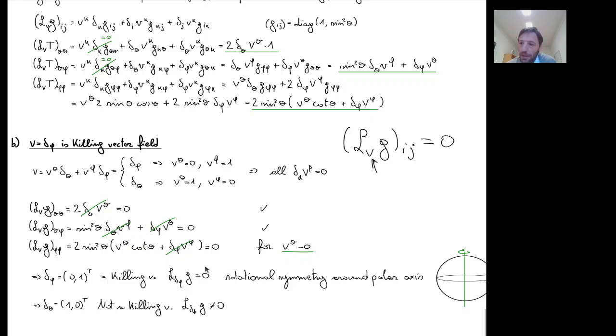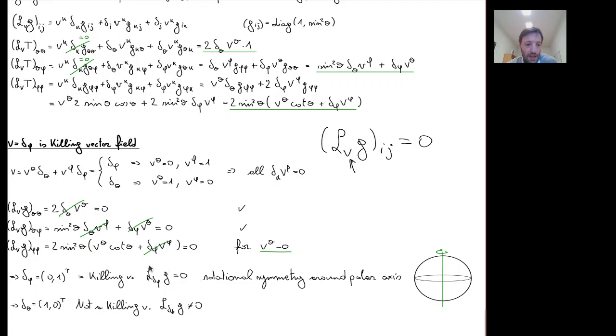This condition is met, whereas this is not the case for the other vector field that we were asked to check, the phi. That's because the coefficient v phi is equal to 1, not 0. Therefore, this expression is not equal to 0 in general, meaning this guy is not a Killing vector field.